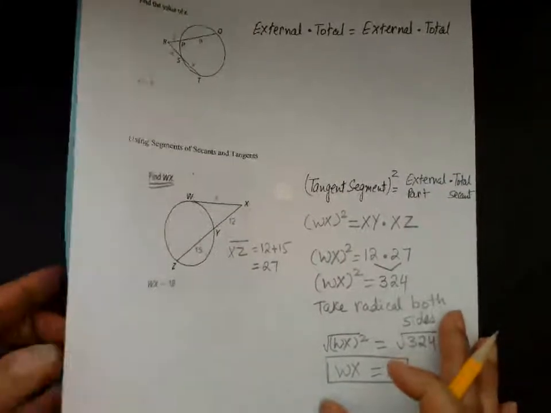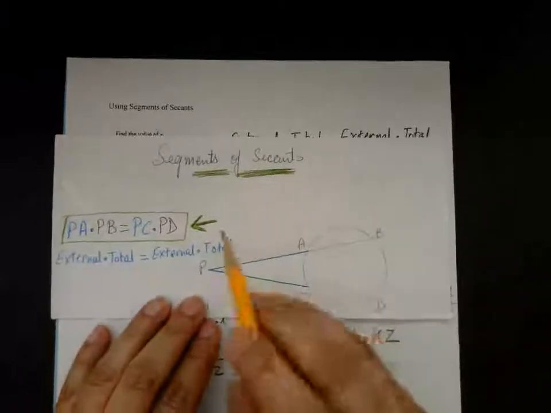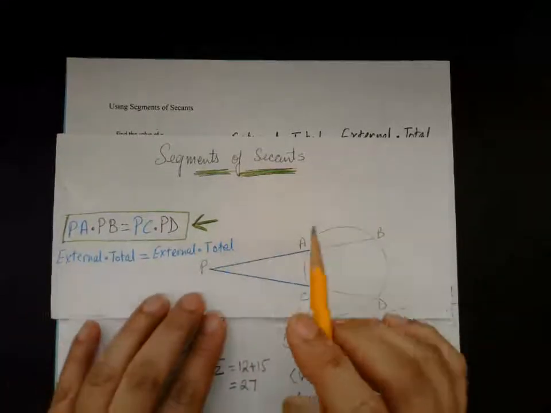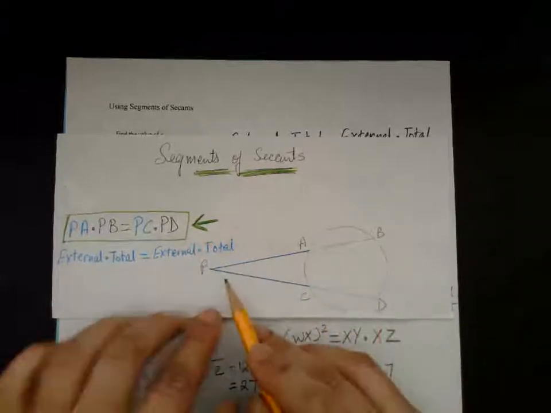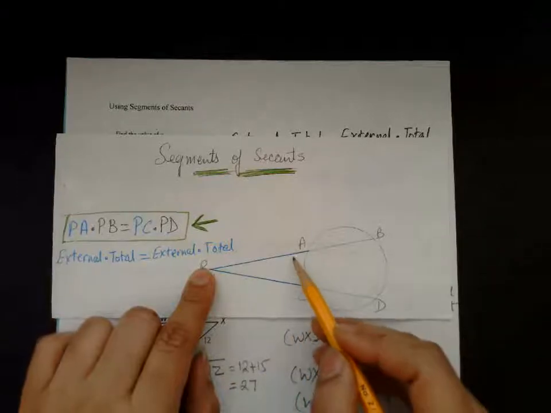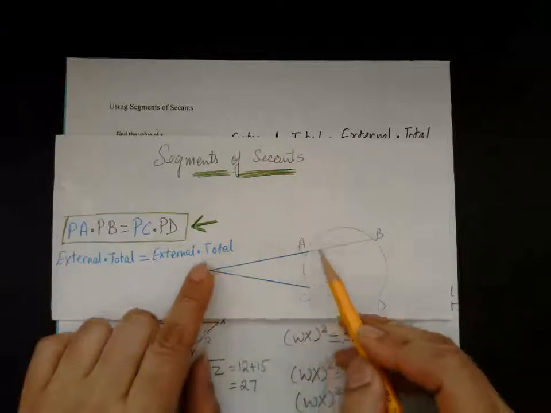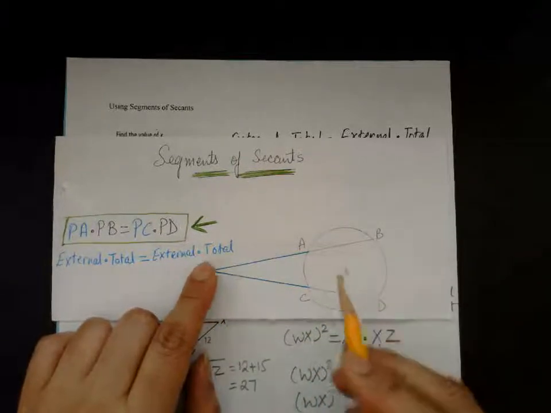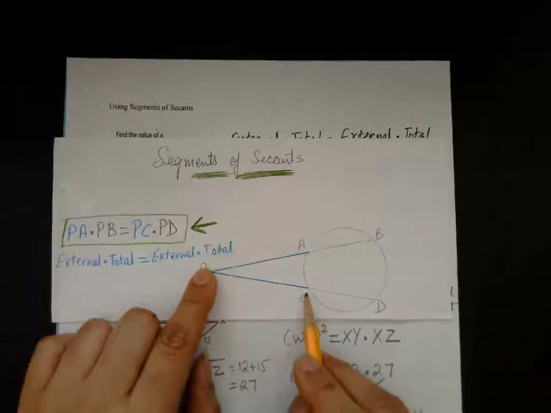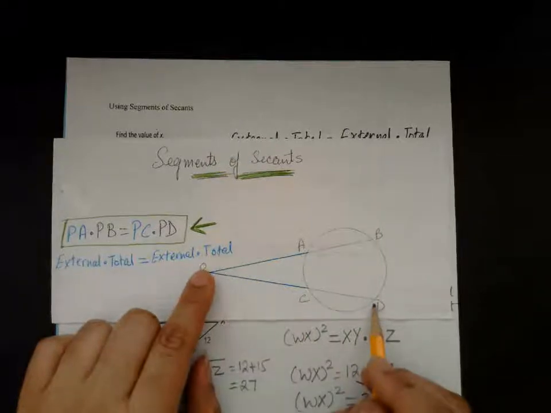Okay, there is another thing where we have to deal with segments of secants. There are no tangents, only secants are there. If there are two secants from the same external point P, then external part of the secant times the total secant will be equal to the external part of the second secant times the total second secant.